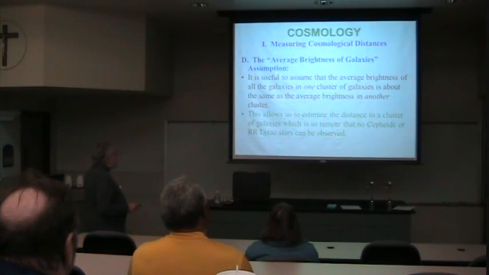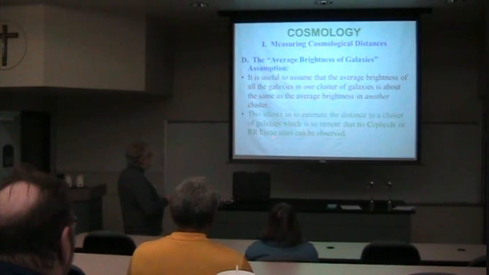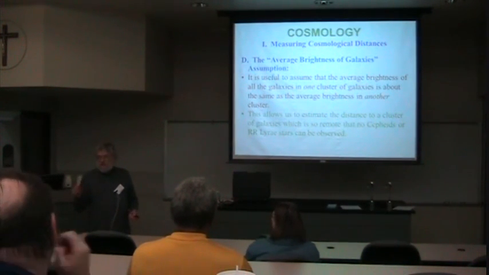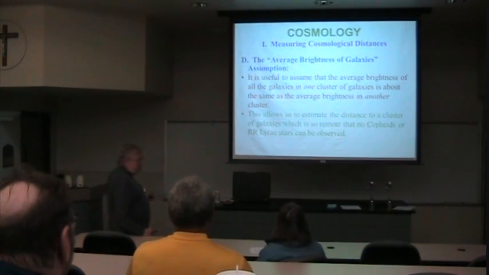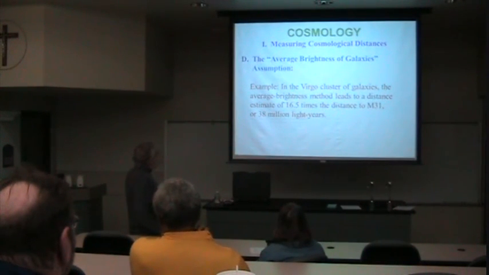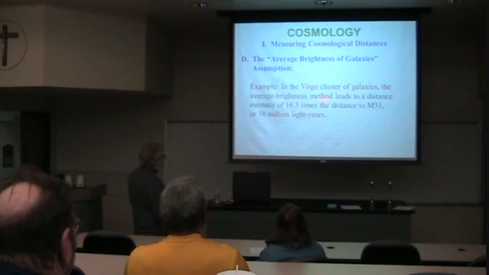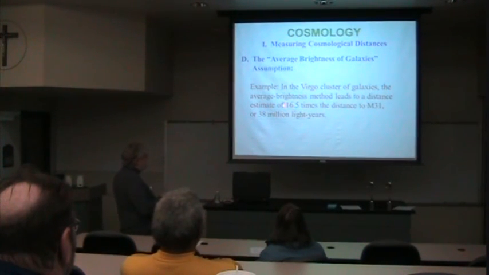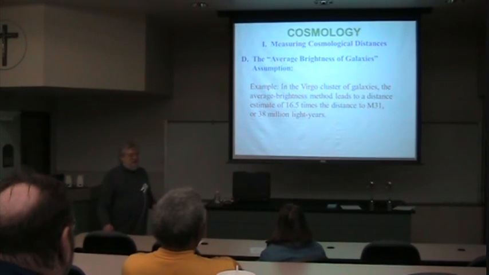And that's the average cluster of galaxies. And you only use that when nothing else works. You can't find any Cepheids or RR Lyrae stars. It's just barely there itself, much less any individual stars to go by. So that's kind of a last gasp thing. It's not particularly accurate. However, for a long time, that was the best we had on some measurements. The Virgo cluster of galaxies, the average brightness leads to an estimate that it's 16.5 times farther away than M31, so make that about 38 billion light years. So that gives you a ballpark figure, and sometimes that's better than what you had.